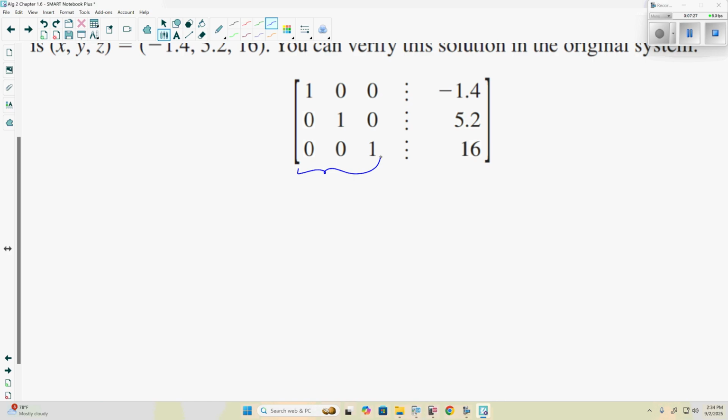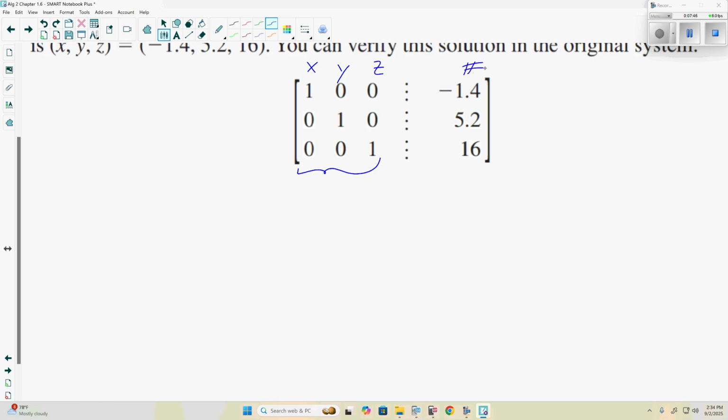Okay? Now, if we put the variables back in for this here, x was in the first column. All the numbers in front of x were in the first column. All the numbers in front of y were in the second. Z was the third.